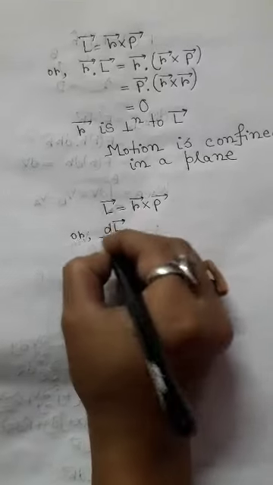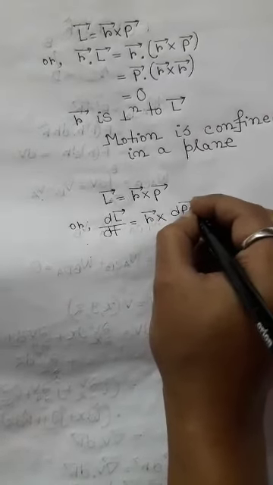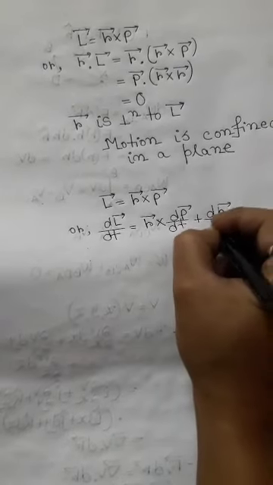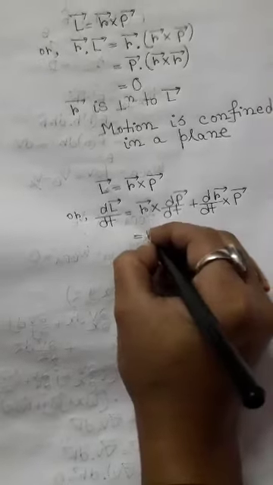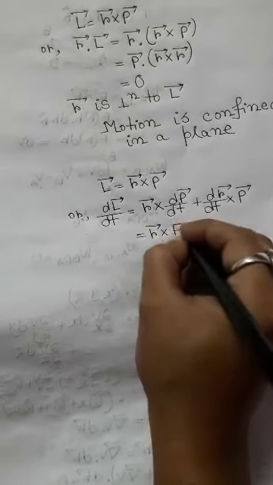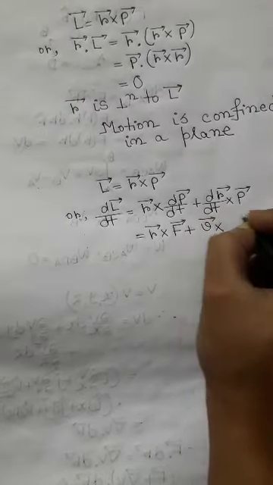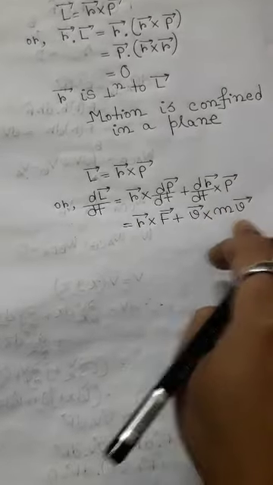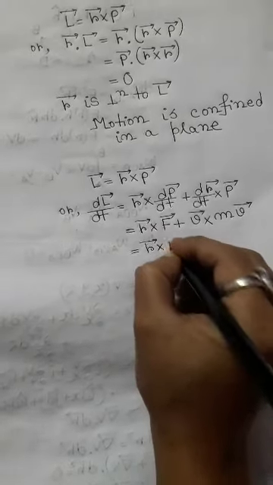dL/dt. Now d/dt of a cross b, we can write a cross db/dt plus da/dt cross b. That means this we can write. Now dp/dt can be written as F. Now what will be dr/dt? That is v. And what will be p? That is mv. So here v cross v, that means this term vanishes. So we can simply write as r cross F.